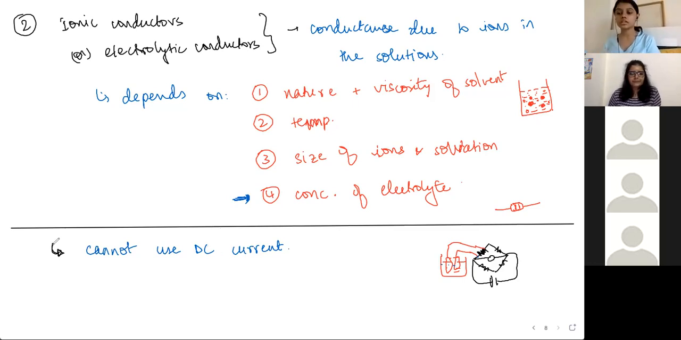But it's only in terms of electrolytic, ionic conductors, right? We're not talking about metallic conductors. Only for ionic conductors. Okay. So we cannot use DC current when we are doing experiments with ionic conductors, because what is the driving force behind electrical conduction in this case?